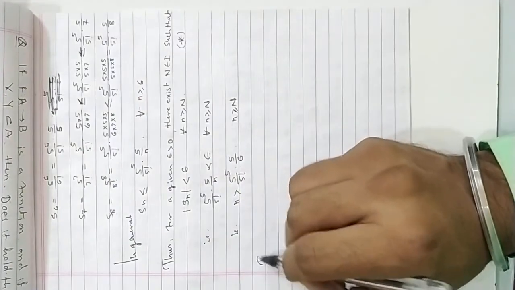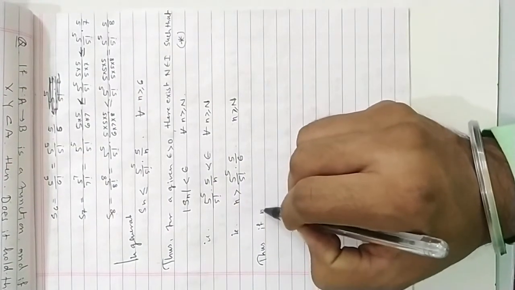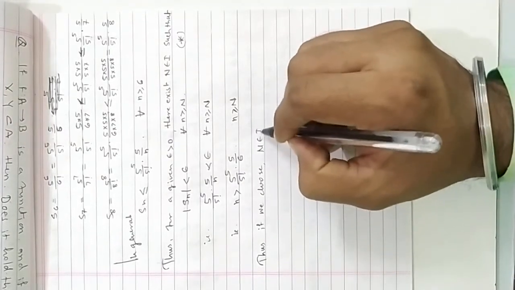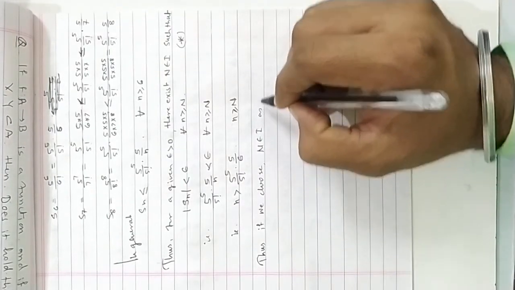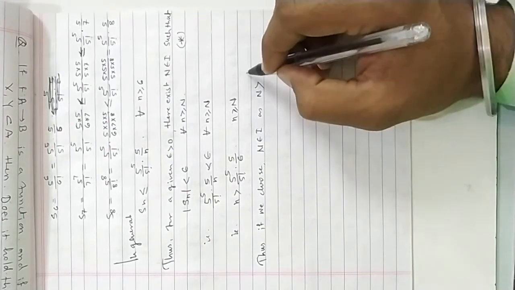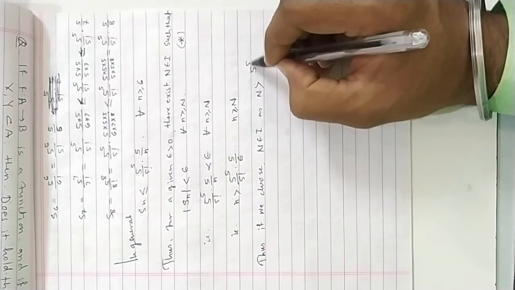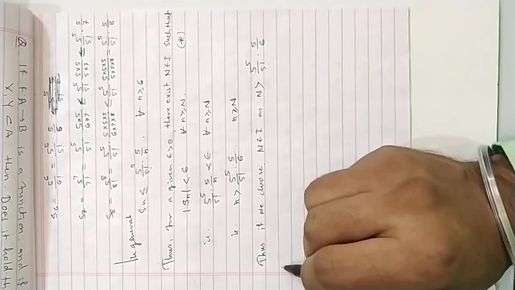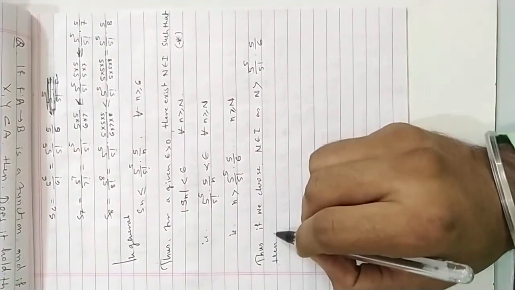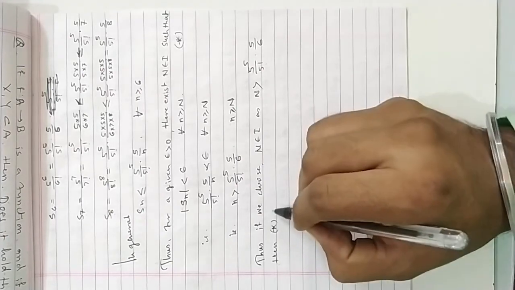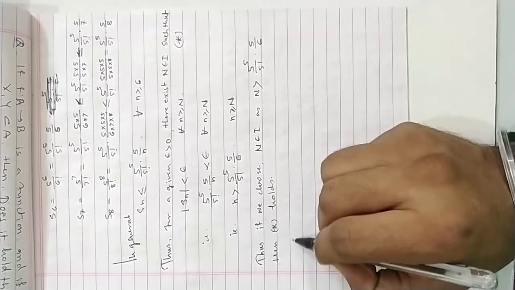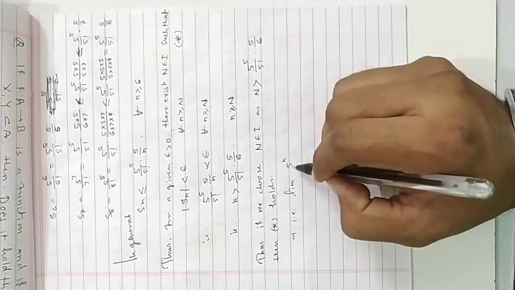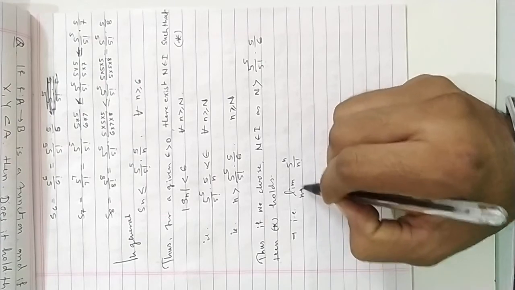So thus, if we choose positive integer N to be at least greater than 5 raised to 5 upon 5 factorial into 5 upon epsilon, then what do we have? Star holds. So that is, the limit of 5 raised to n upon n factorial is 0.